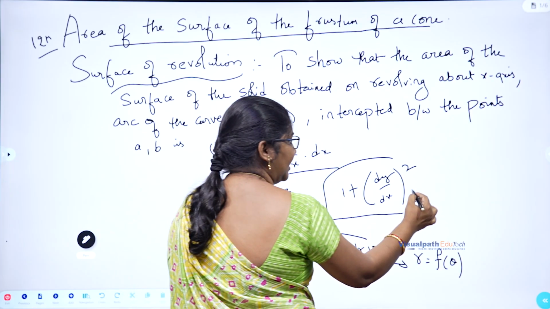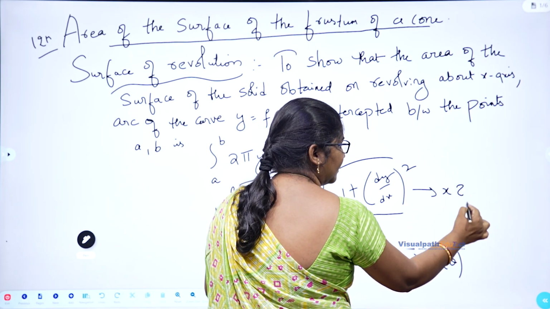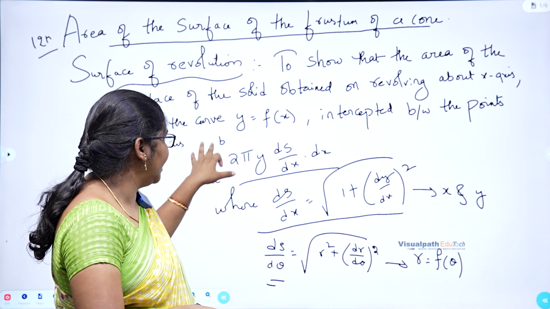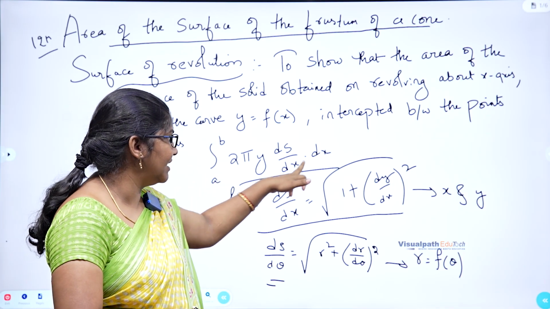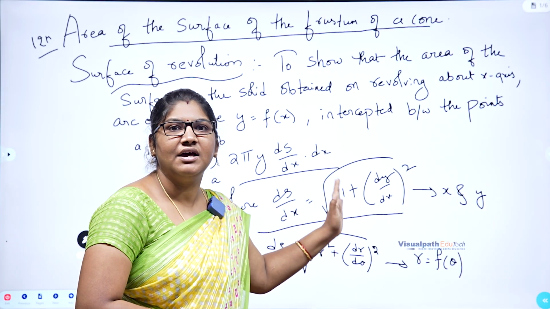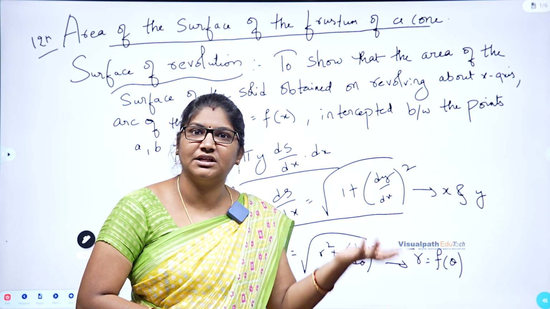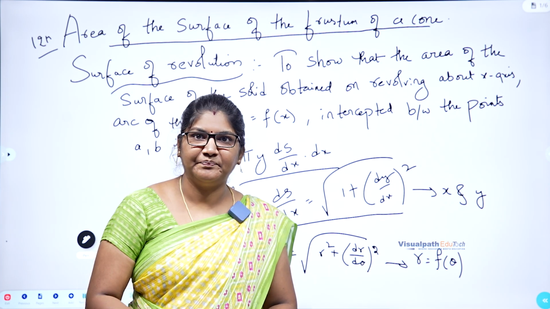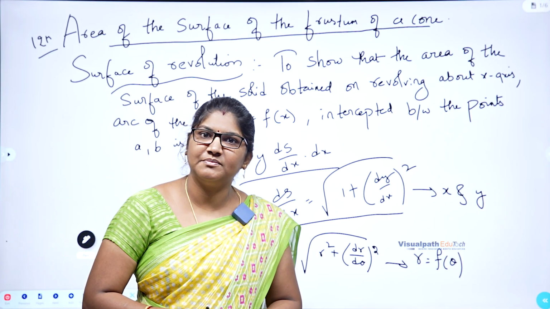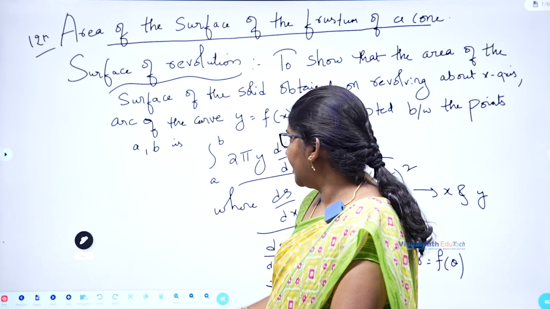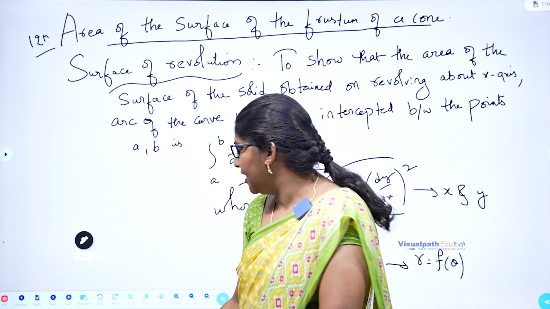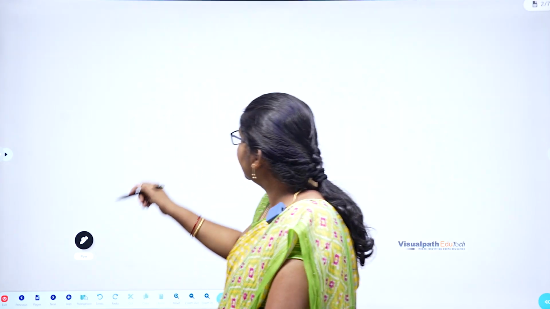If the question is given in terms of x and y, which means Cartesian equation, the formula will be integral a to b 2 pi y ds by dx into dx, whereas ds by dx is equal to this formula which we have used many number of times in third unit and fourth unit. These are the formulas related to this concept, and we will do problems related to it. We have to remember this formula for area of surfaces of revolution. Once again, we will see the formulas.